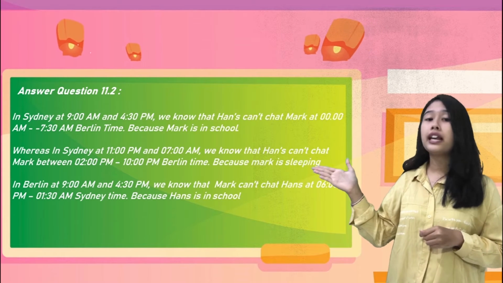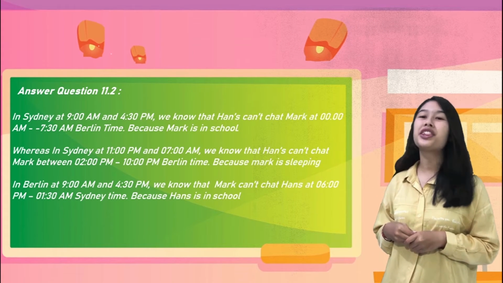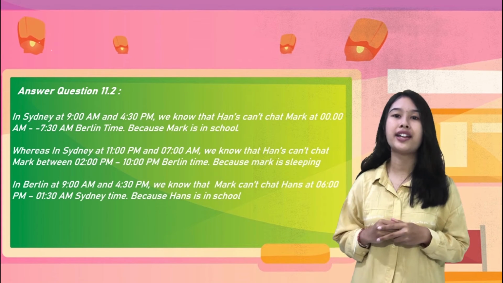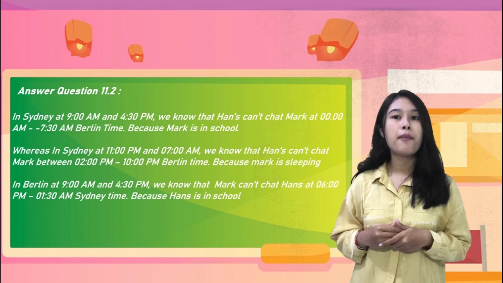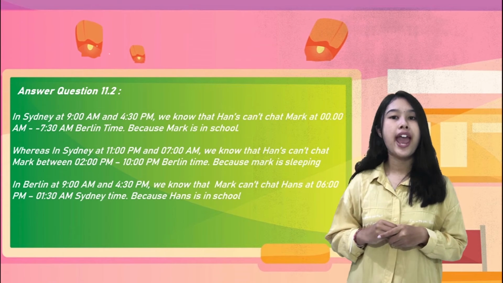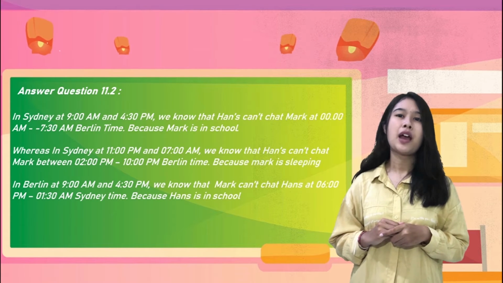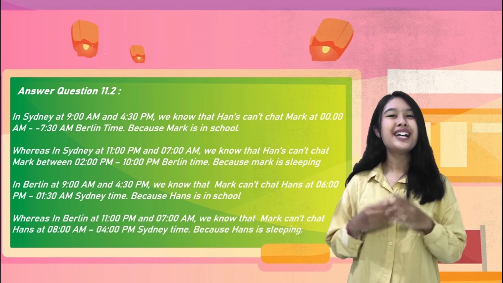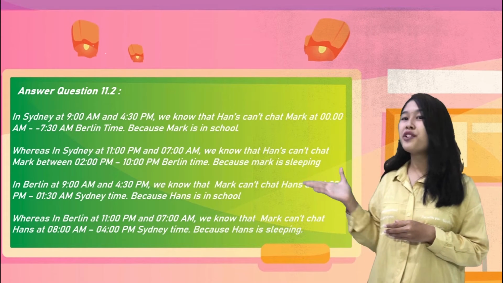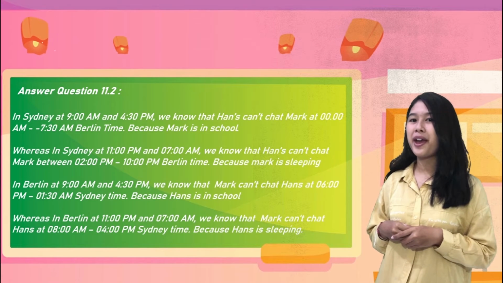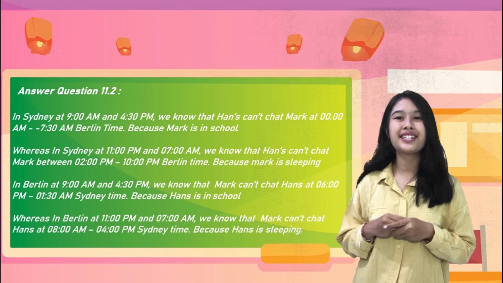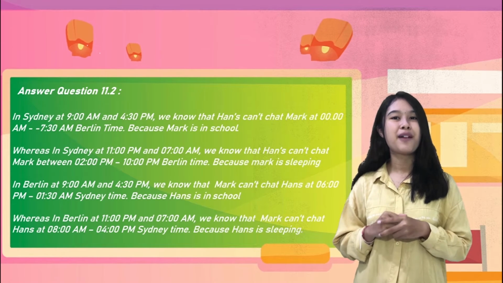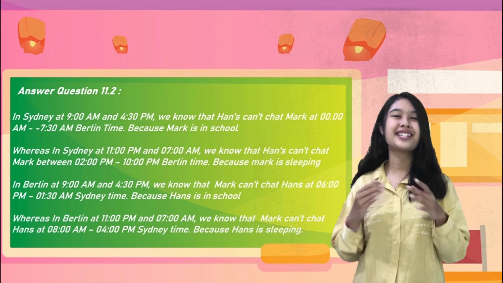Now, in Berlin at 9 a.m. and 4:30 p.m., we know that Mark can chat with Hans at 6 p.m. until 1:30 a.m. Sydney time, because Hans is in school, right? Whereas in Berlin at 11 p.m. and 7 a.m., we know that Mark can chat with Hans at 8 a.m. until 4 p.m. Sydney time, because Hans is sleeping.